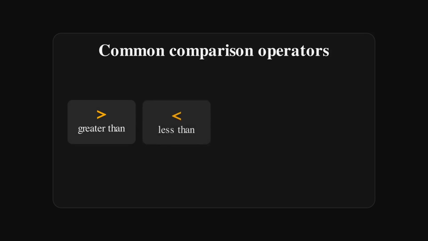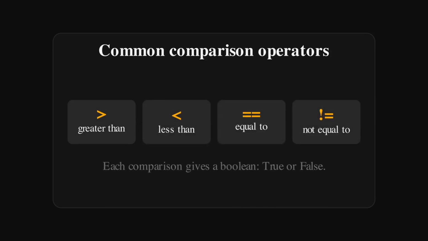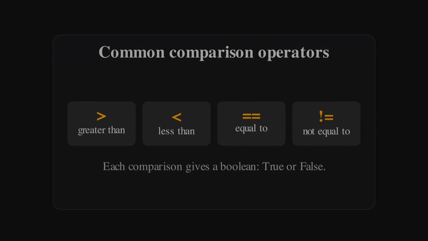Comparison operators help us ask questions. Greater than asks whether one value is larger. Less than asks whether one value is smaller. Double equals asks whether two values are the same. Not equals asks whether two values are different. Each comparison gives either true or false.